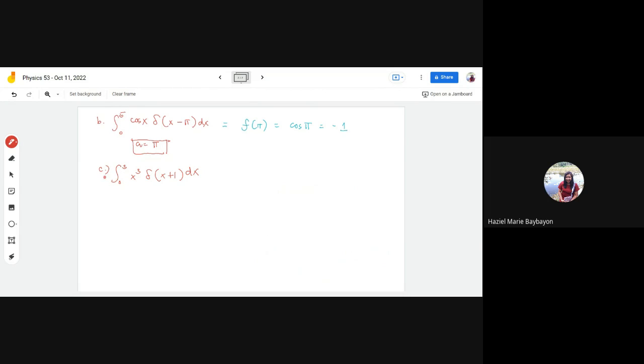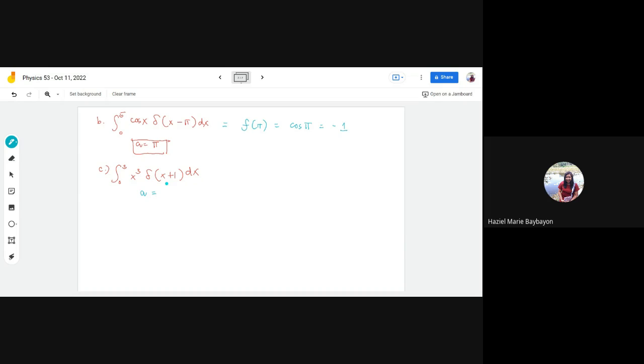Now we have here an integral from 0 to 3. You have x cubed multiplied by the Dirac delta function, so delta of x plus 1. Now, I want you to note kung unsa ang value ni a. Ano yung value ni a, class? -1, ma'am. Yeah, it's -1.